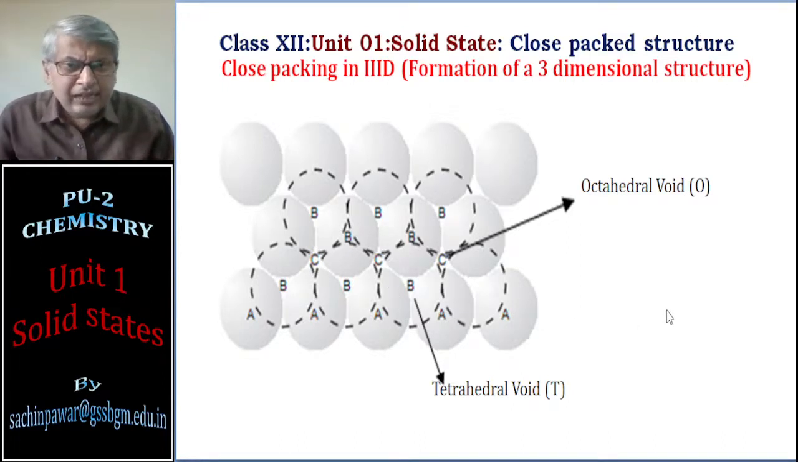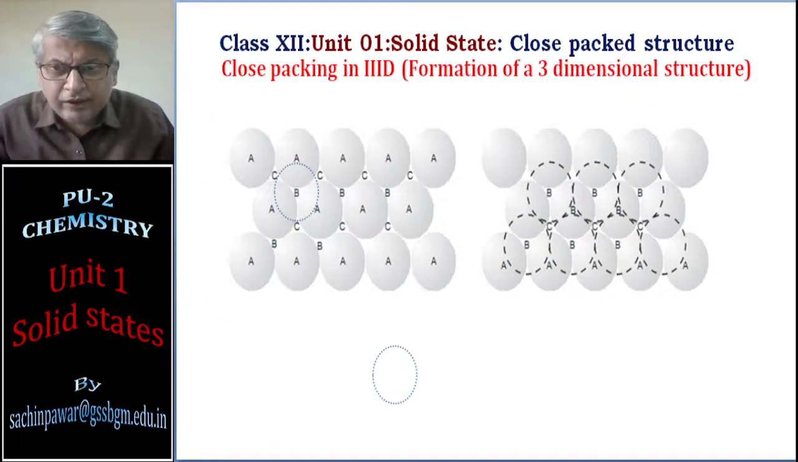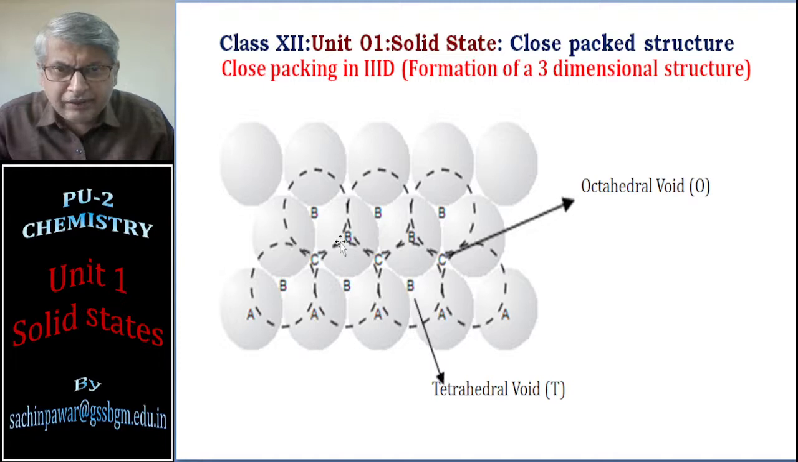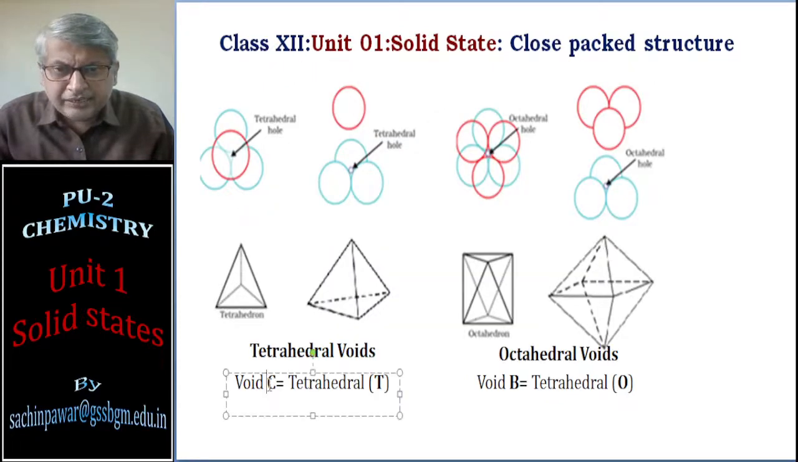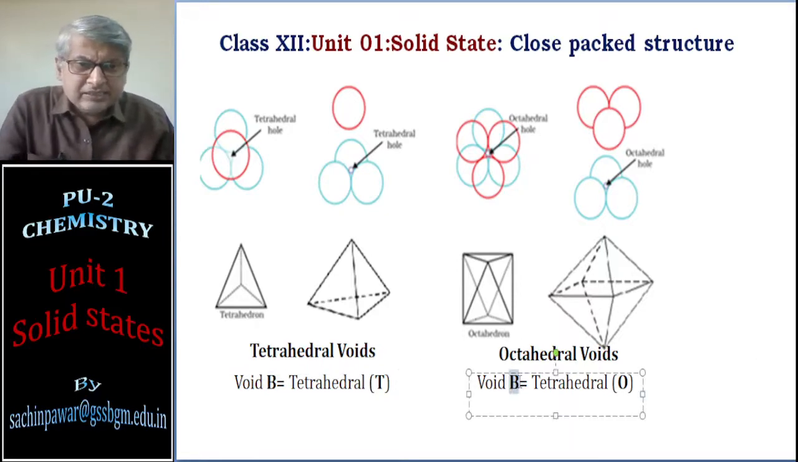So we'll continue that. You see, tetrahedral void, just to give an idea, means 3 particles of one plane and 1 particle of the next plane. 4 particles are in contact with one another, and that is forming a tetrahedral structure. Therefore it is called a tetrahedral void. And if you see here, the tetrahedral void is a B void, whereas the octahedral void is a C void.